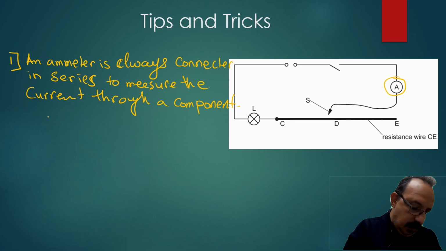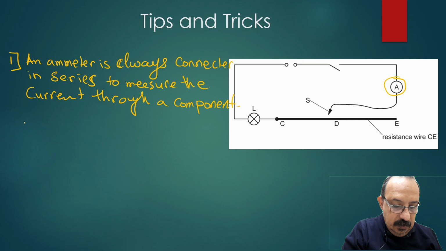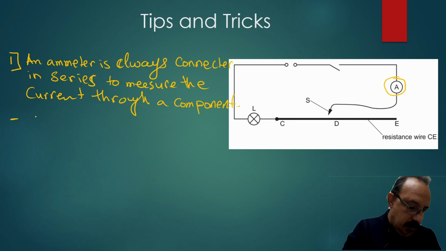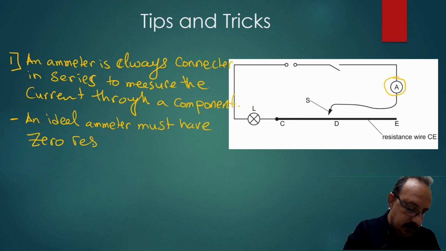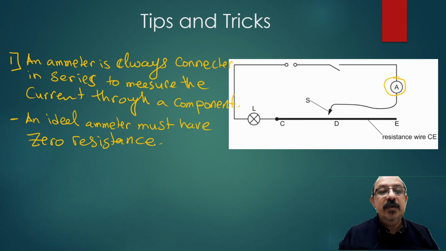Okay, just to complement your answer, if you are asked, an ideal ammeter must have zero resistance. This is for the ammeter.